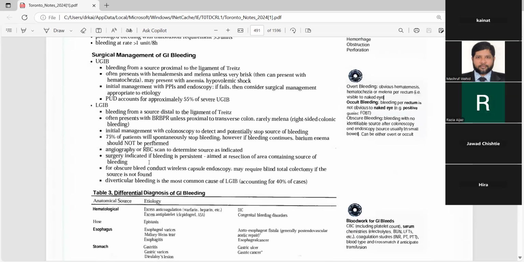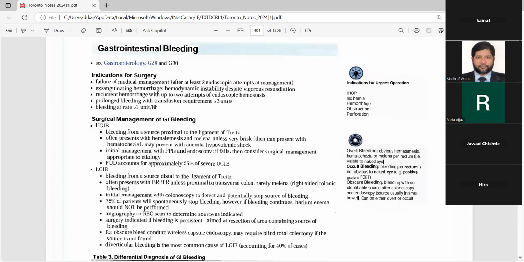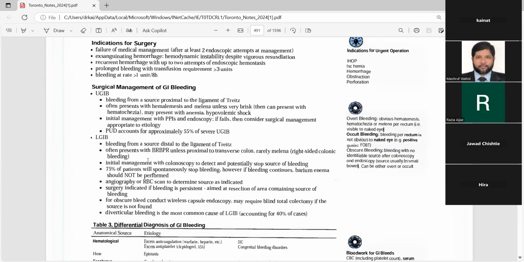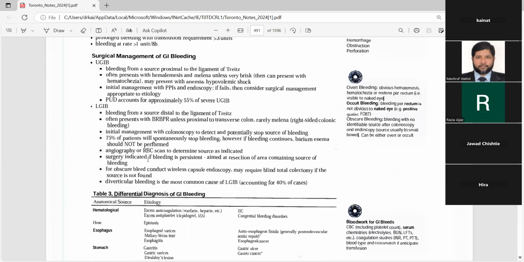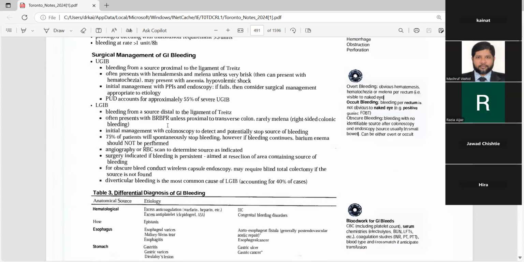Then lower GI bleed, we will read more about this in gastroenterology. Lower GI bleed is basically the one that's distal to that, while upper is proximal to the ligament of Treitz, and rarely melena. So when we are asking the case questions, we ask: is it mixed with the stool? Is it separate? Is it fresh? Is it black? So those questions come in that way.